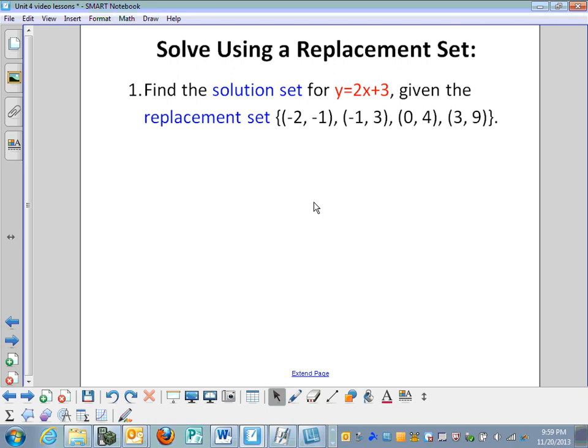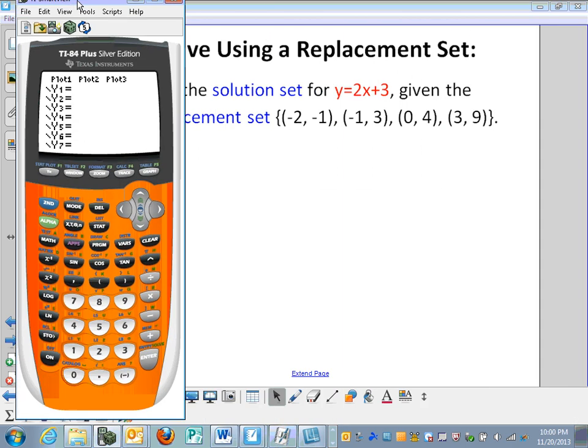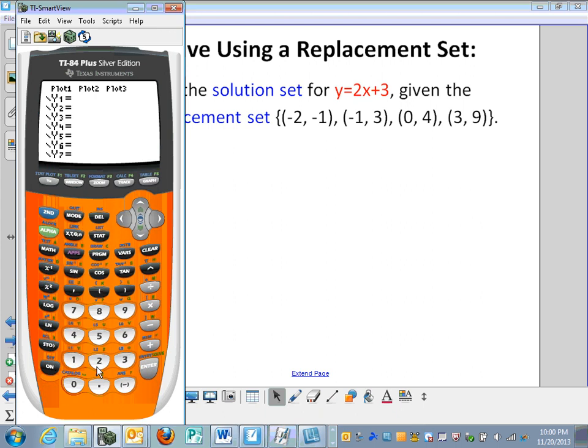So the best way to do this is using your calculator. We start with the equation y equals 2x plus 3. Since that's already in the form of y equals, we can go right to the calculator. In y equals, we're going to type 2x plus 3, at y1, it doesn't matter. All right, I'm going to hit trace and type in the x value of negative 2.